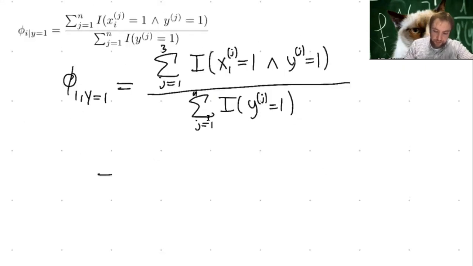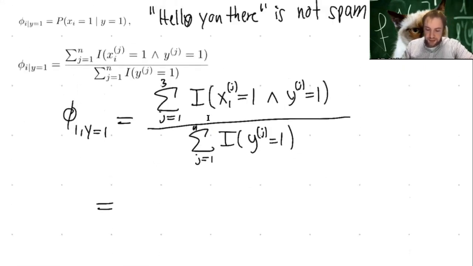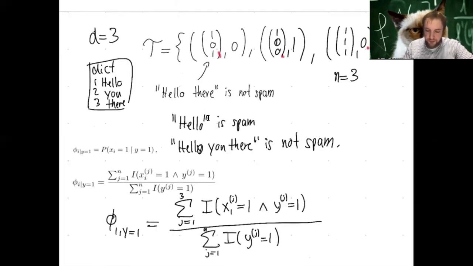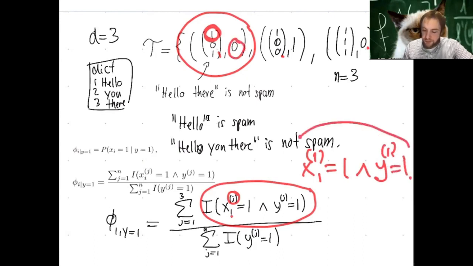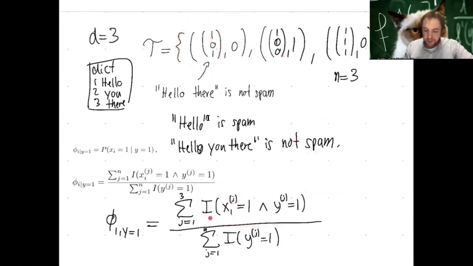So I take the sum over each of these positions here. For j equals 1, I look at the first training example and check x1, 1, is this 1? And indeed, this is 1, so this is true. And what is y1? Is this 1? Well, in this case, this is 0. Therefore, this statement is false, and therefore the indicator of the statement is 0. So this doesn't give anything here.